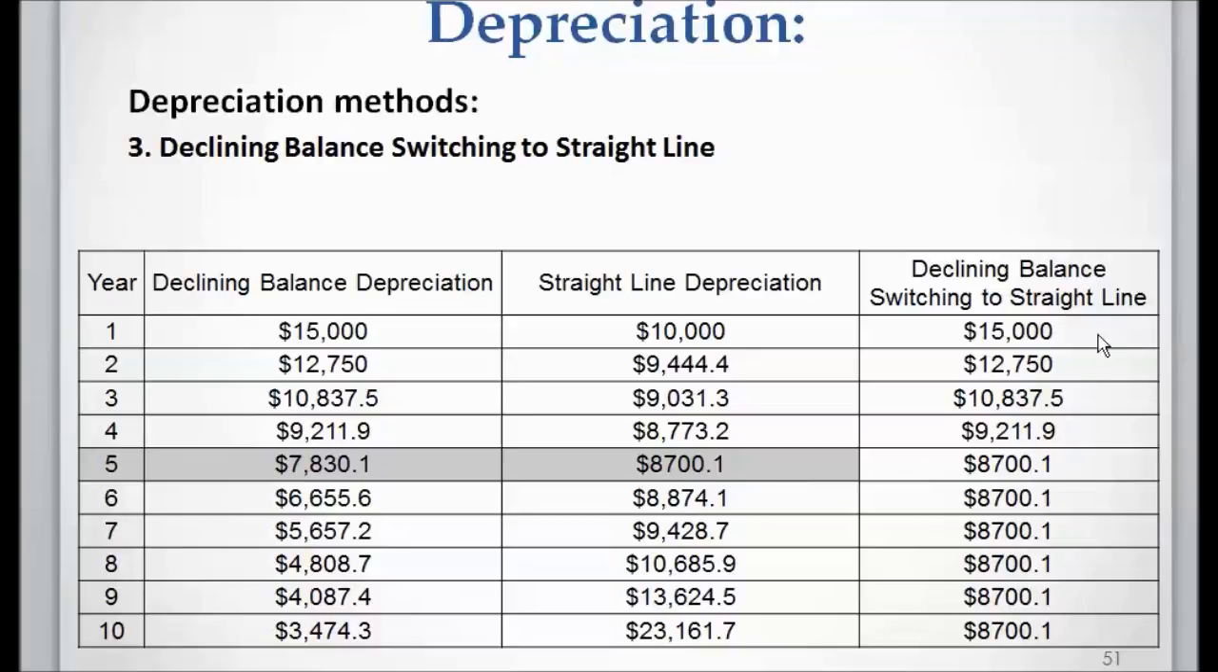Another important thing about the declining balance switching to straight line is that the summation of these depreciation from year 1 to year 10 equals the depreciable value of the asset, which was $100,000.